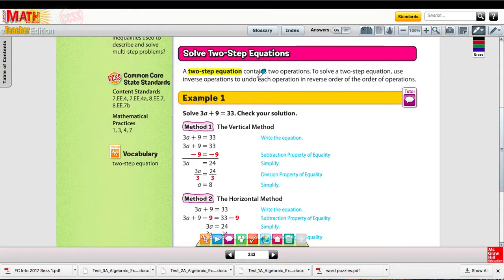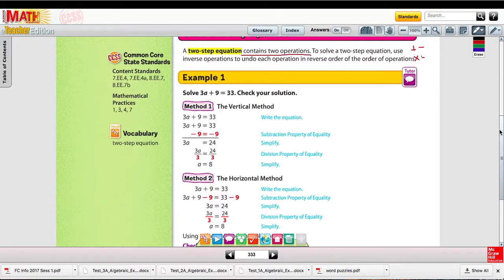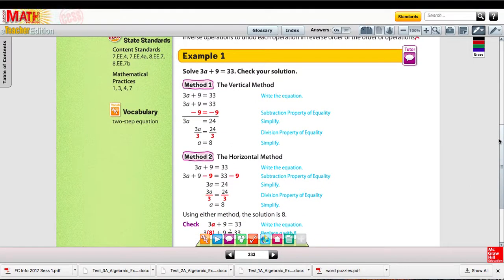A two-step equation is simply an equation that contains two operations. Typically, in a two-step equation, the first thing you're going to do is add or subtract, and the second step is going to be to multiply or divide. We're going to talk about all sorts of equations this chapter, but a typical two-step equation involves those two steps, adding or subtracting first, and then multiplying or dividing.